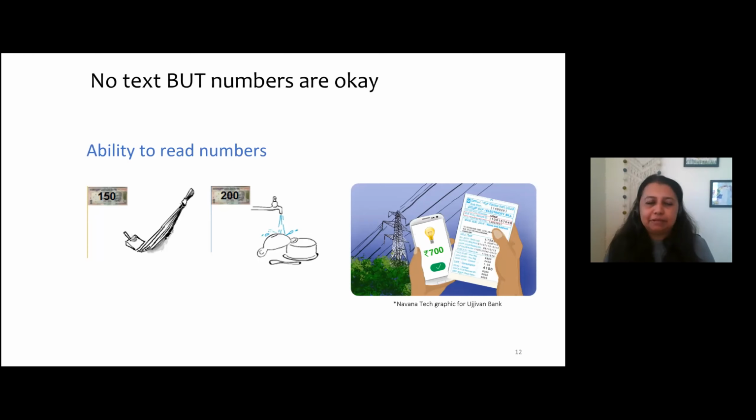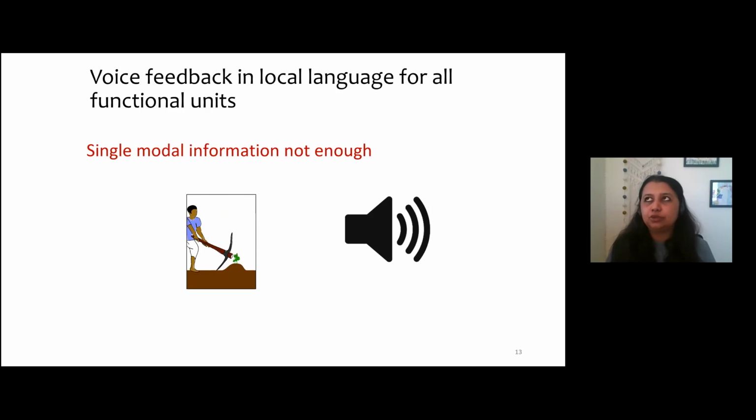As I mentioned earlier, people are low literate, but they're able to read numbers. So we have numbers in our UI. There are wages, or here in this particular graphic, an electricity bill of 700 rupees. So there are numbers in the interfaces.